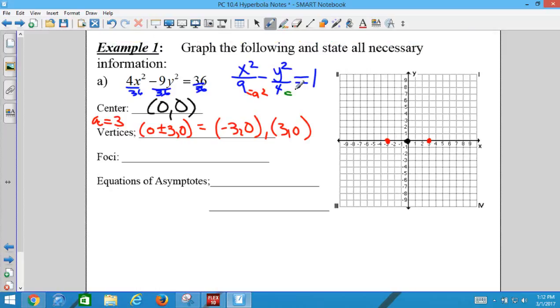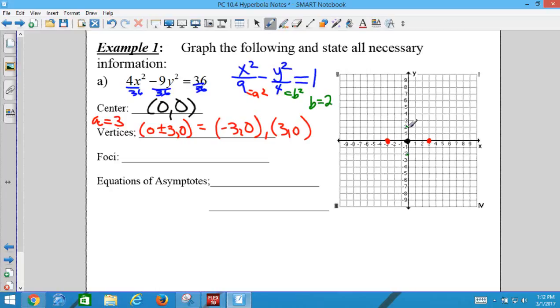So we are going to use b squared, and it's not an actual vertex, but it is a point that we have to graph. So b squared is under y. What's my b? 2. If it's under y, then I'll go up and down 2. But it's not an actual vertex that we list.